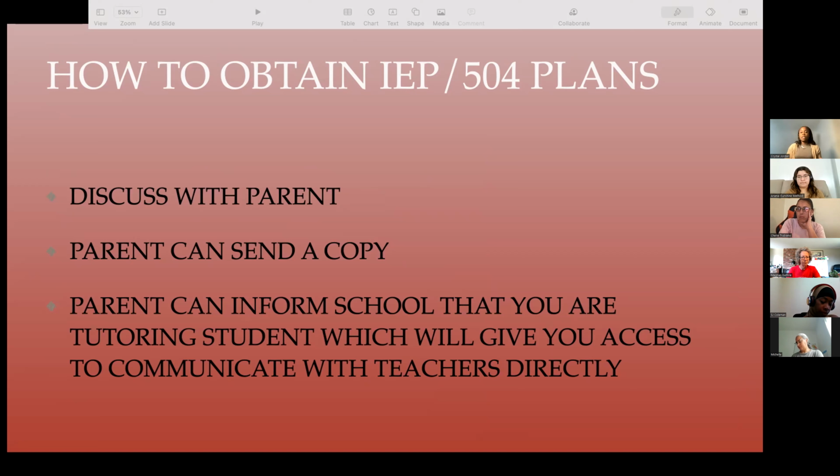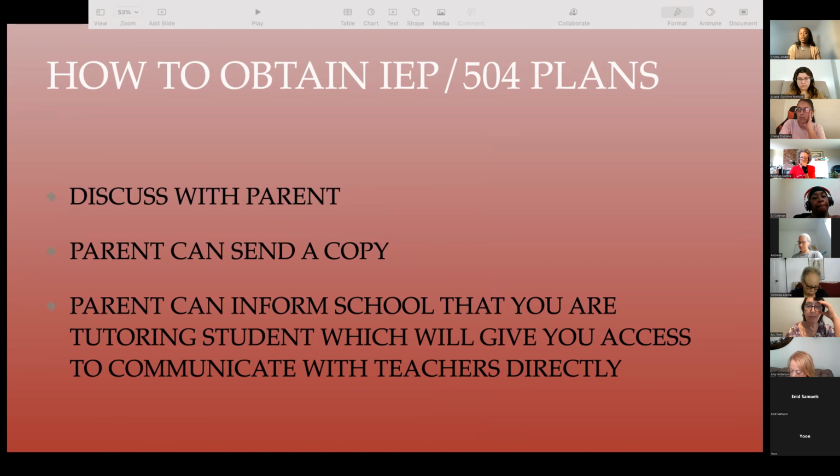When the parent reaches out to the school and the guidance counselor and lets them know your name and what you do, you should be able to email their teachers. For instance, when FSA or any major testing comes around, you can let the teacher know, hey, William has an IEP plan and 504 plan, just a heads up that he might need extra time on those tests.